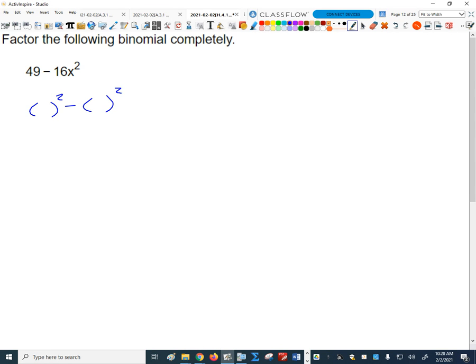So we've got to be able to write this as something squared minus something squared. What is it? 49 we already know is 7 squared. What about the 16x squared? 16x squared is equal to what quantity? 4x. There you go. Good. It's the quantity 4x squared. So then we'll just follow our pattern, right? A difference of squares factors into the product of the difference times the product of the sum. So there it is.